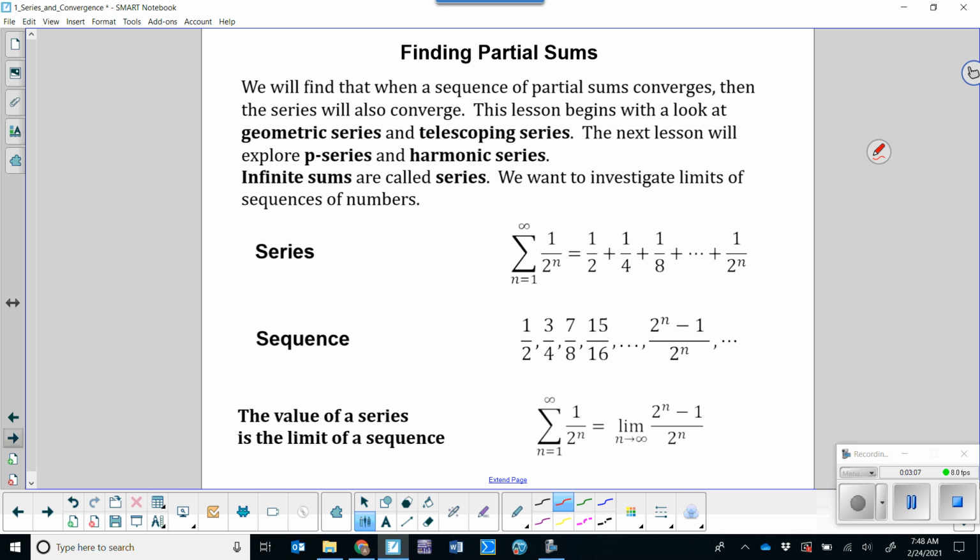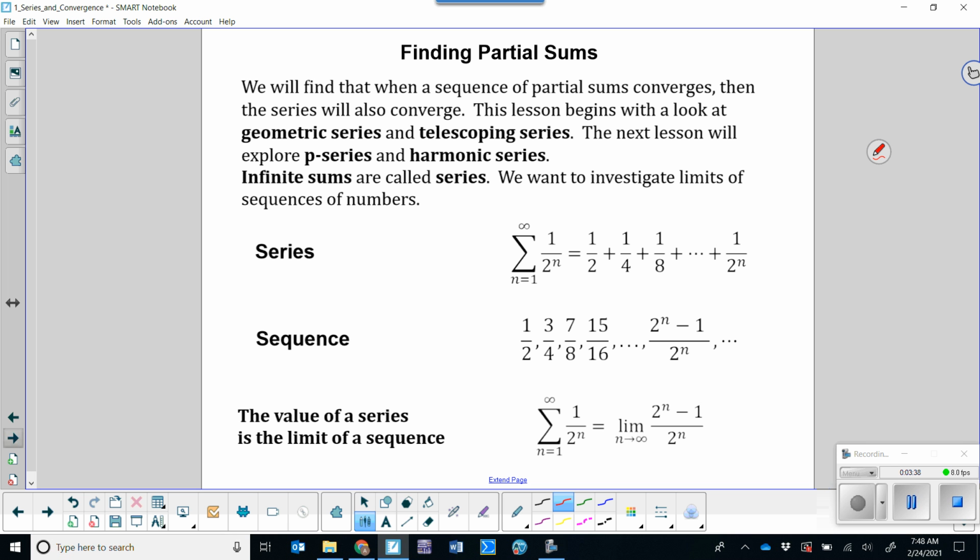Geometric and telescoping. We'll just barely look at telescoping because it's not on the AP test, but it's interesting to look at. Geometric will be the other one. Those are generally the only ones where we would ever actually be able to find the actual sum, but with other things, we can learn when they do converge to something. We just may not be able to find what that is, okay? And so a lot of that will make more sense as we go.